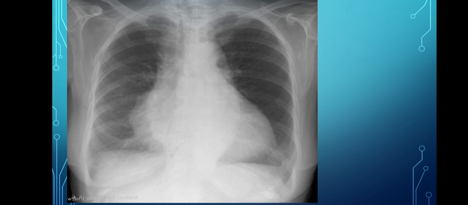Now this is a skiagram of chest taken in PA view showing everything is normal, but the cardiothoracic ratio is increased. So this is the heart shadow, and this is the midline, A to B and C to D, and this is A and this is B. How to measure it? I discussed in my previous video. So A plus B plus C plus D by capital AB. The ratio is more than 50%.